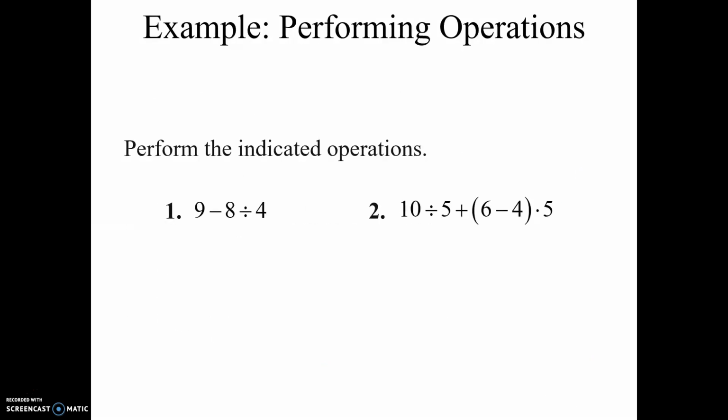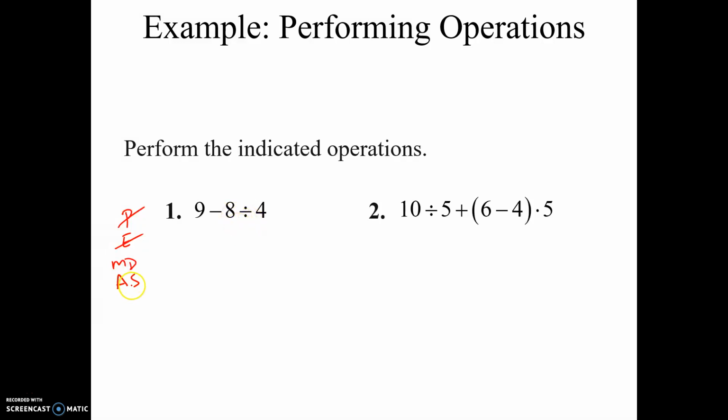Here's an example. 9 minus 8 divided by 4. So what I recommend, until you can do this naturally, write down PEMDAS for each problem and go through each step. Do we have any parentheses? We don't, so we cross it out. Do we have any exponents? We don't, so we cross it out. Do we have any multiplication and division? We do. We have 8 divided by 4. This has to be done first.